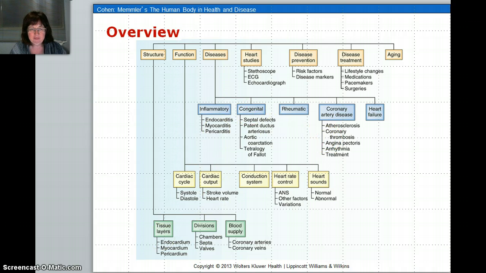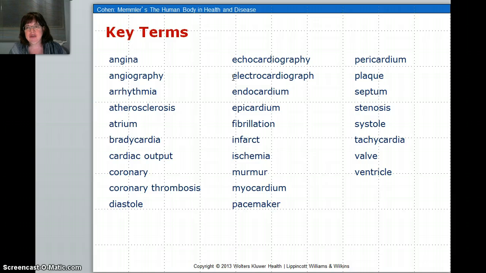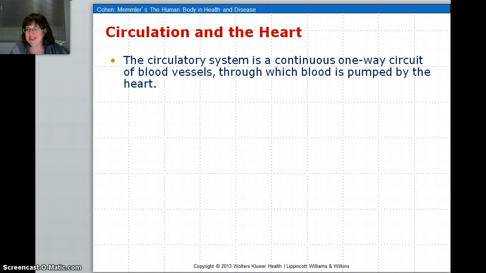Okay? So when you look at terms for the heart, you see there's a lot of angio. Angio has to do with the blood vessels. Then you also have cardio words. Peri words means around, cardium words. Look at the roots, and they're important there. Now, the whole idea of the circulatory system is it's a continuous one-way circuit of blood vessels through which the blood is pumped by the heart. The heart's a very important pump.